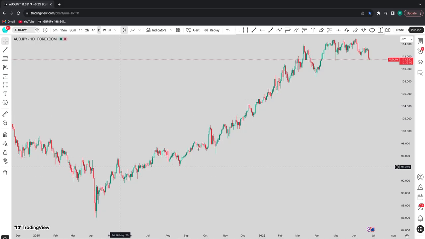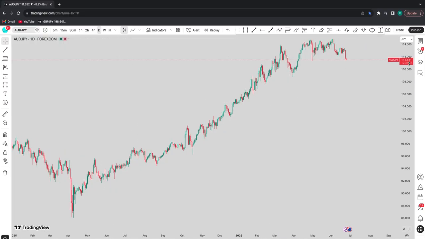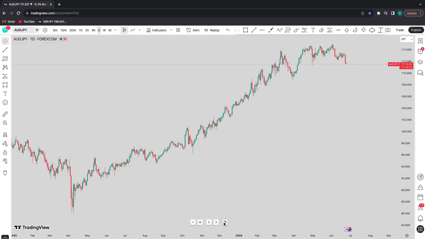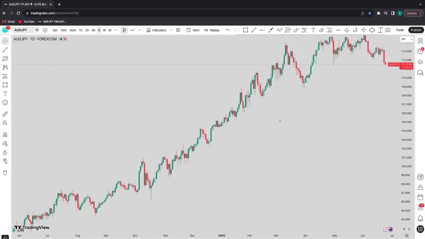Okay, let's just do that in the chart. I don't have to start drawing lines for you guys. I want you to properly understand what I actually see whenever I get into the chart.